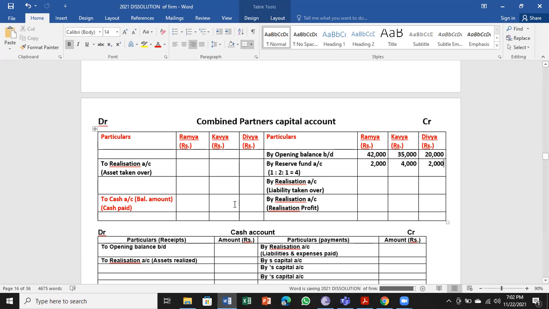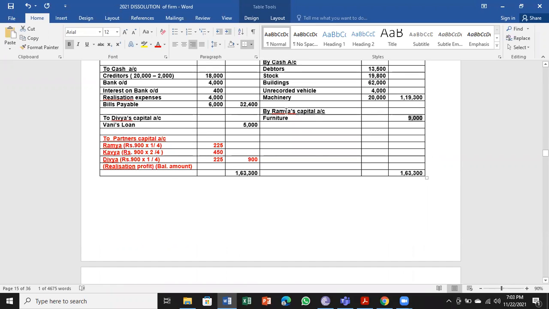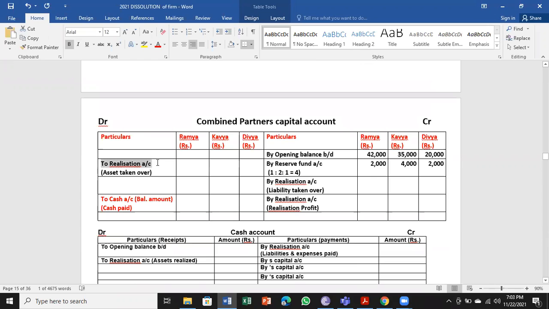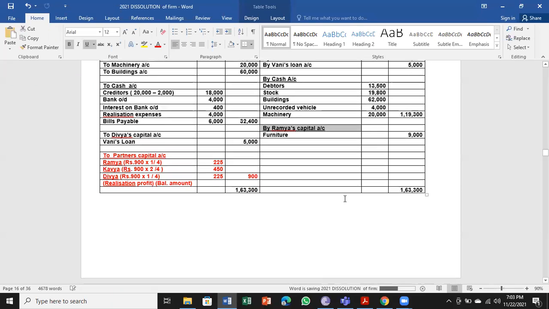Next, we have to transfer the entries from realization account. So we have here Ramya's capital account. Ramya has taken over furniture. It's called asset taken over, 9,000. So this will come to the opposite side, to realization account. Out of the 3, asset taken over is only by Ramya, and Kavya and Divya have not taken anything. So this entry will go to the debit side.